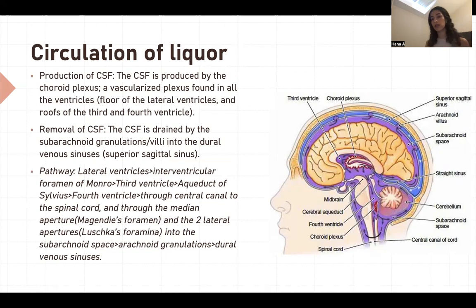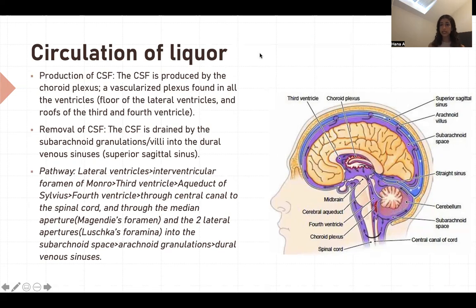So first, we're talking about production. How is the CSF produced? We already said that it's produced in the ventricles, but you need to know what specifically it is called. So within the ventricles, we have a vascularized plexus that's called the choroid plexus, and this is what produces the CSF or liquor. And for the clearance of liquor, it's cleared out through some granulations called subarachnoid granulations, and this clears out into the dural venous sinuses.